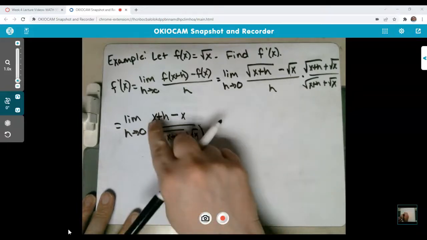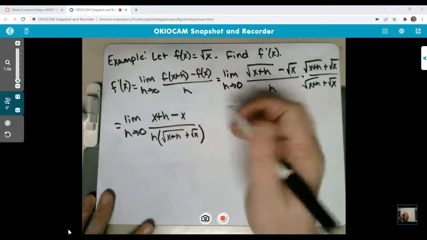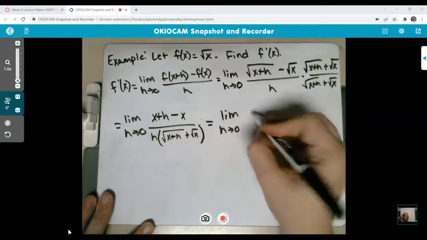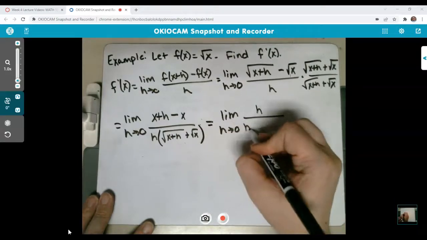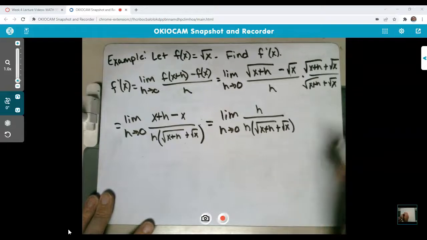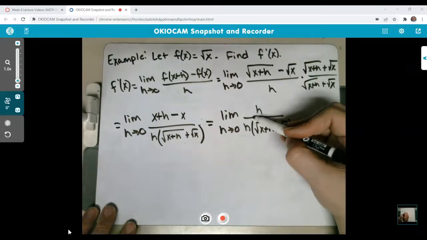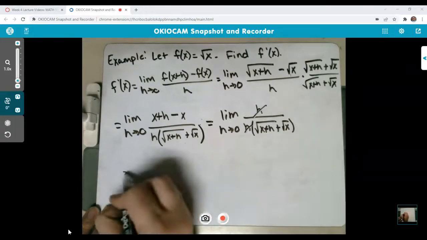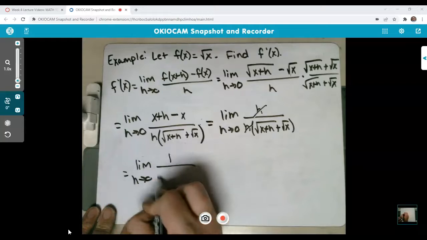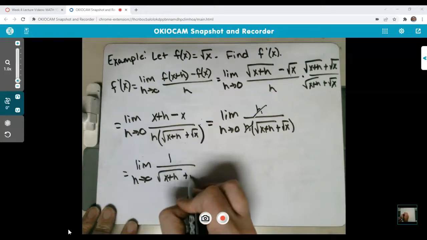What's good there is now x minus the x, they cancel out. So that's just the limit as h goes to 0 of h over h times the square root of x plus h plus the square root of x. Now I can cancel out that h. So we just have the limit as h goes to 0 of 1 over square root of x plus h plus the square root of x.